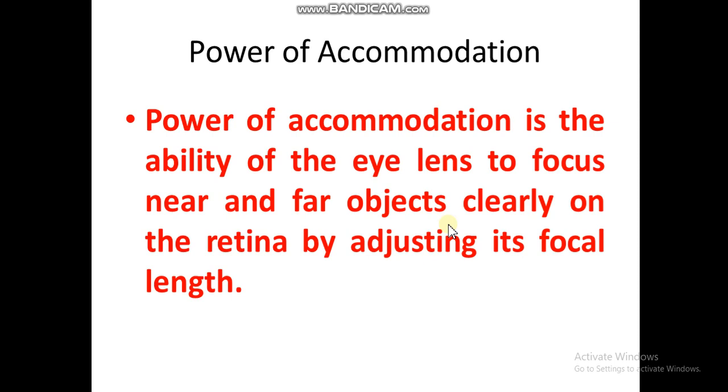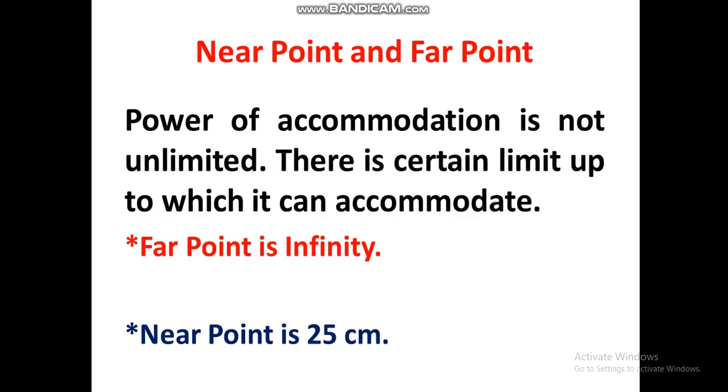So the lens adjusts its focal length to focus on near objects and far objects. Depending on the position of the objects, the eye lens has the ability to adjust its focal length. That ability of the eye is known as the power of accommodation. This power of accommodation is not unlimited. It cannot adjust its focal length beyond a certain point. It has a certain limit in accommodating the power of the lens.